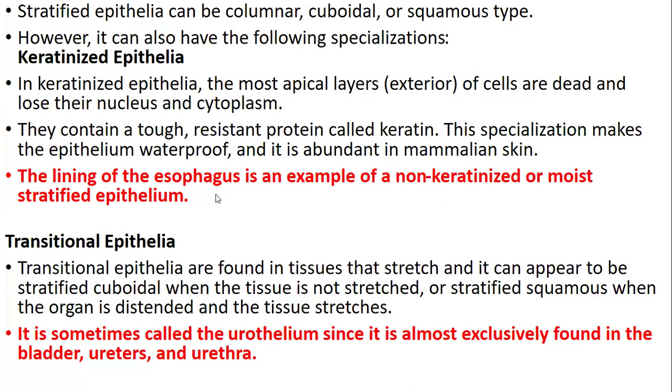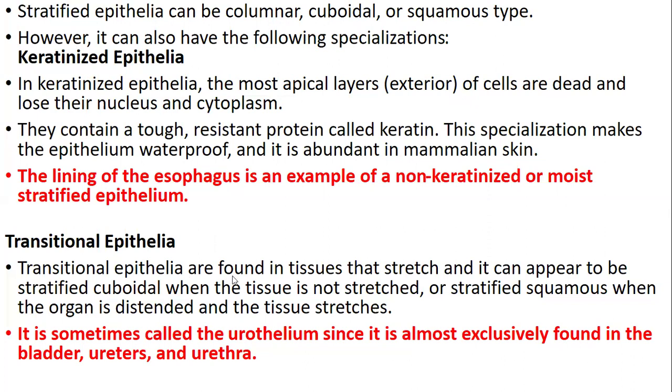The lining of the esophagus is an example of a non-keratinized or moist stratified epithelium. So if you were to compare the lining of the esophagus and the surface of the skin, you find that they are different. That one is non-keratinized, the other one is keratinized. Okay, so keratinized simply comes from keratin, which is a substance that makes up the exterior layer of the skin.